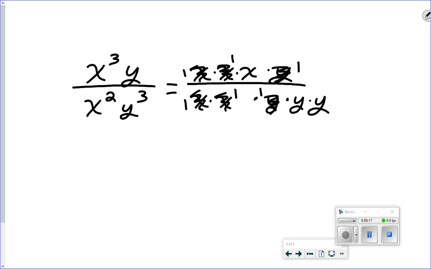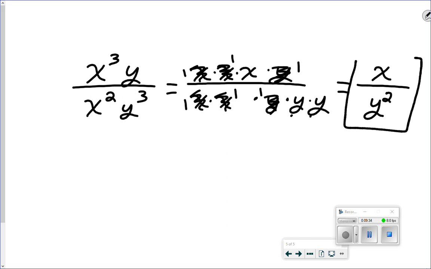So what we're left with, on the top, we have 1 times 1 times x times 1. That leaves an x on the top. On the bottom, we have 1 times 1 times 1 times y times y. So y times y is y squared. And that's our answer. So we write that answer as x over y squared.